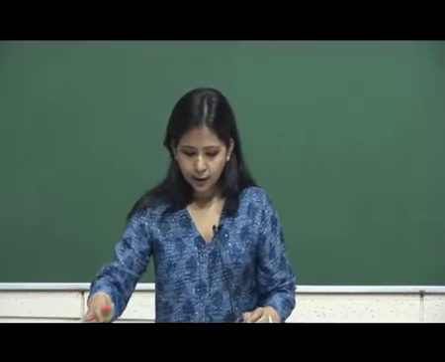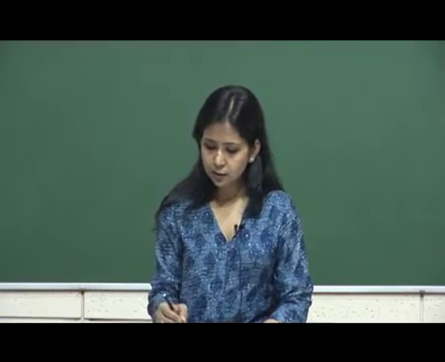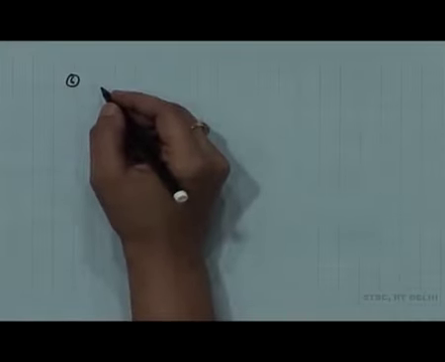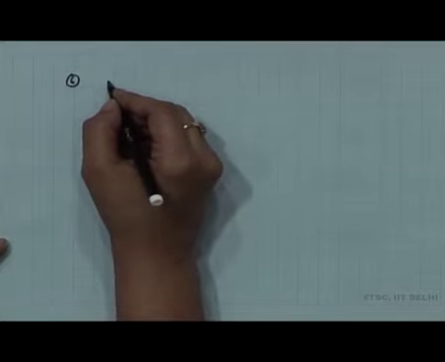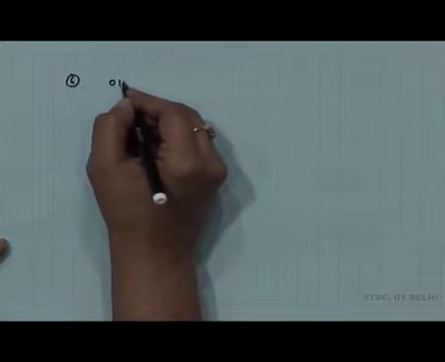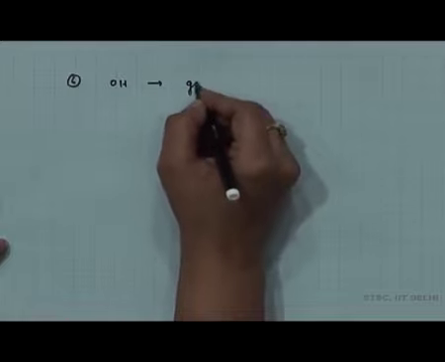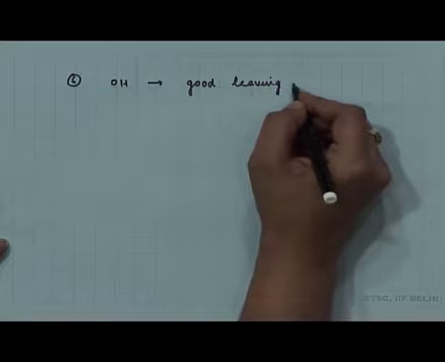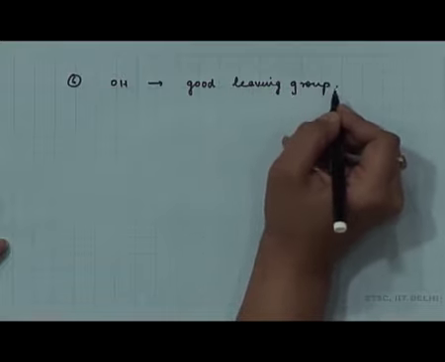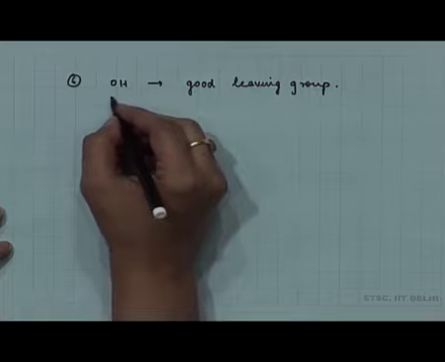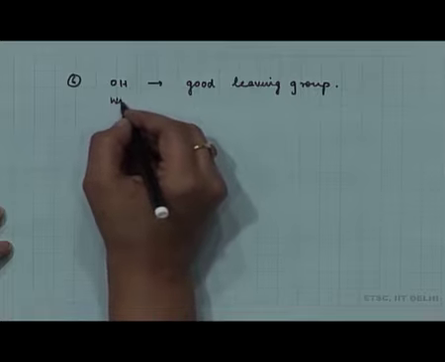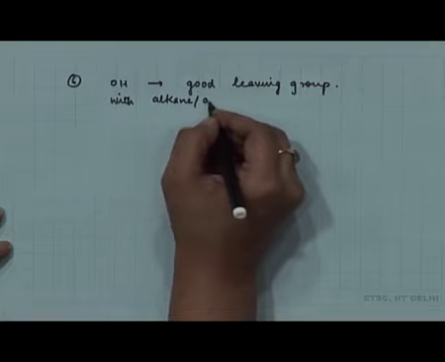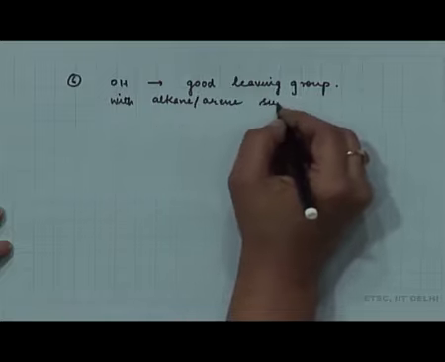Okay. Going ahead in this series, the next reaction is very interesting and it has a very important use also. This is a reaction in which the hydroxyl group is converted into a good leaving group. Okay. So, your hydroxyl is converted into a good leaving group. What do I mean by that? In this reaction, the alcohol is treated with alkane or arene sulfonyl chloride.